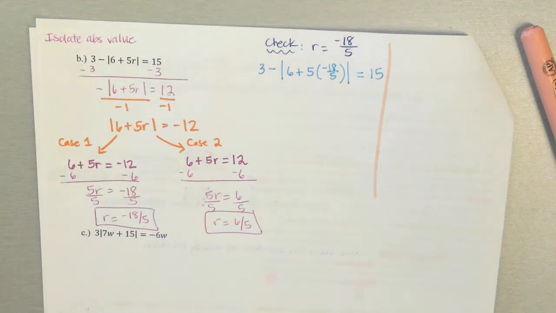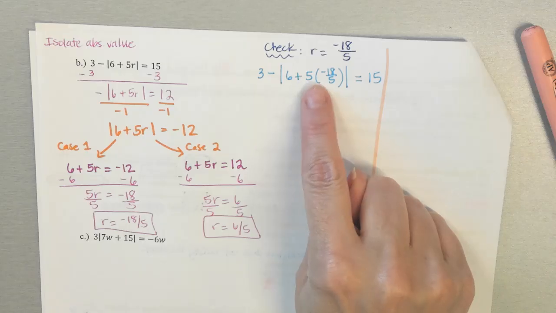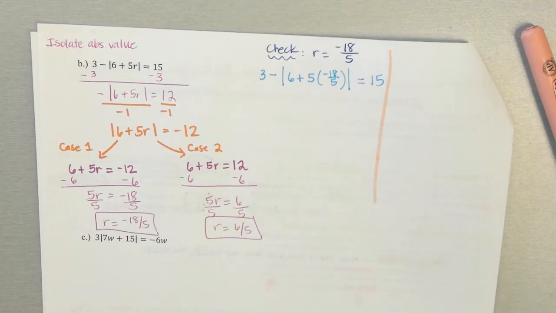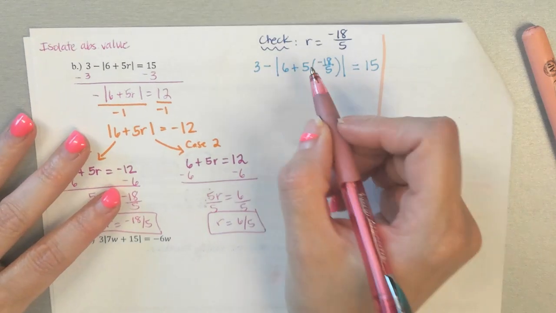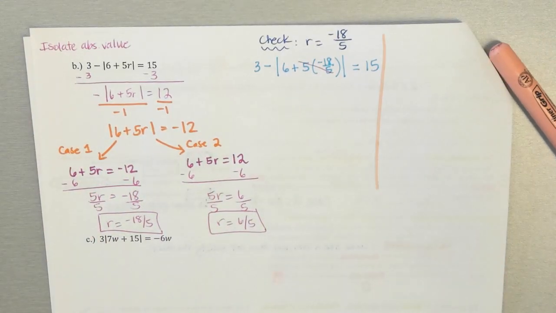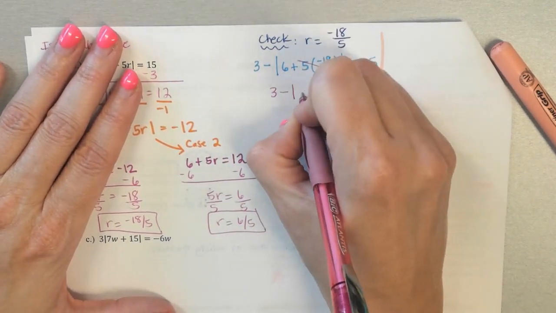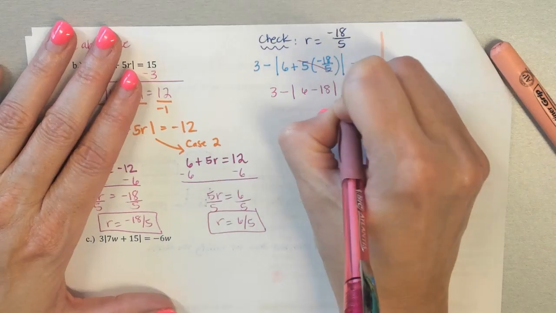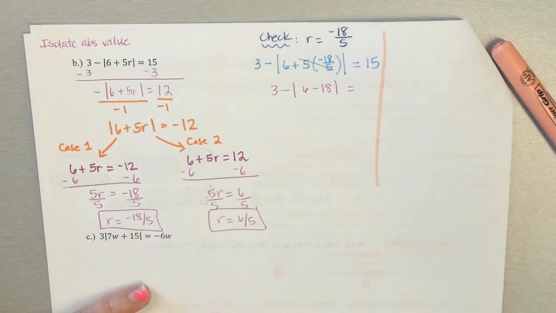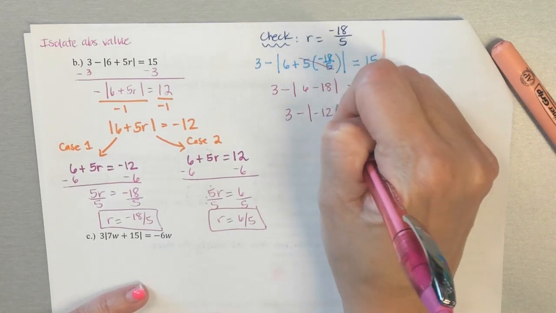Okay, now when you're looking at this, please don't multiply by 5 and divide by 5. If you're multiplying by 5 and dividing by 5, what happens to the 5s? Yeah, they cancel, because 5 divided by 5 is 1. Okay, so those would cancel. You'd have 3 minus, and then in here, you'd have 6 minus 18. Okay, so 6 minus 18 is going to be negative 12.